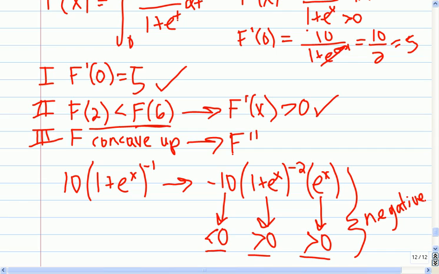So it cannot be concave up. This one does not work. So it could be 1 and 2 as the only possibility. The choice, I believe, is D.